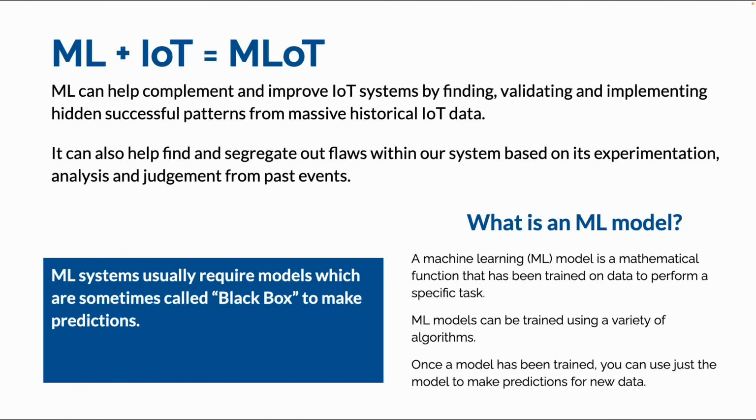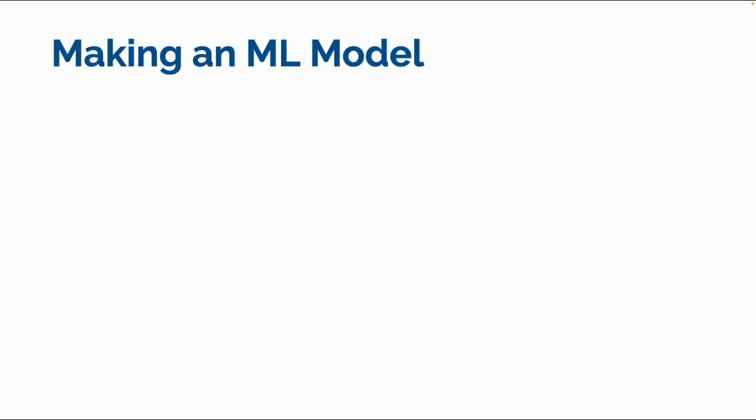Generally, a machine learning model is a mathematical function that can be trained on data to perform a specific task. Once the model has been trained, you can just use it to make predictions. Essentially, this means you have historical sets of data. When you have this data, you want to start thinking, what am I trying to solve? What should my model do?